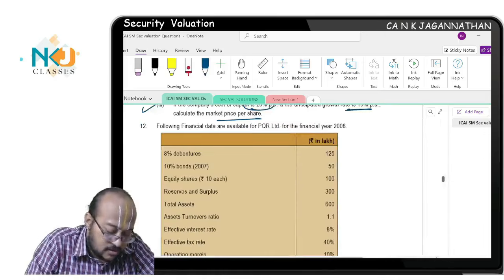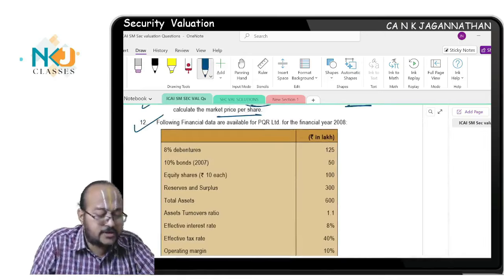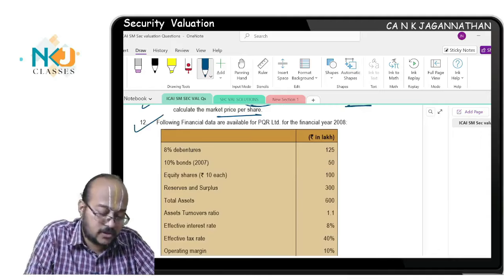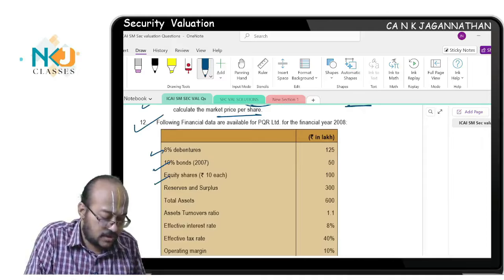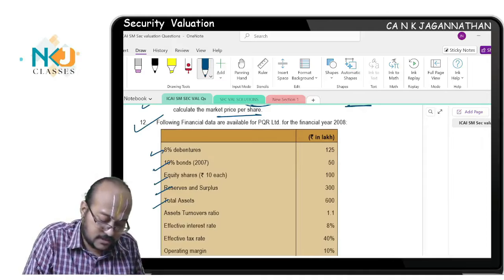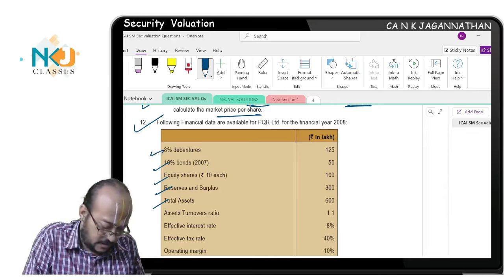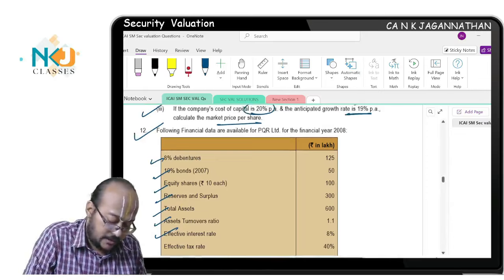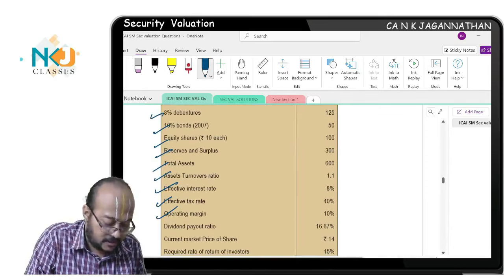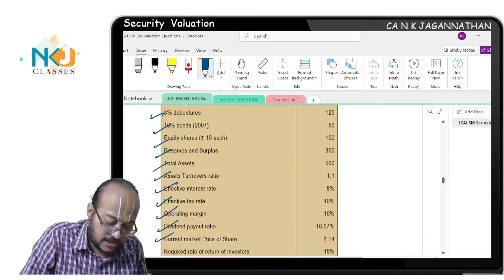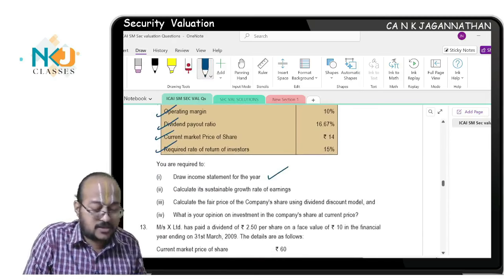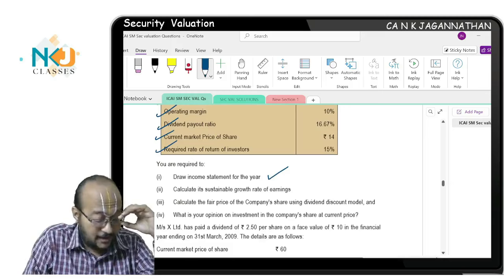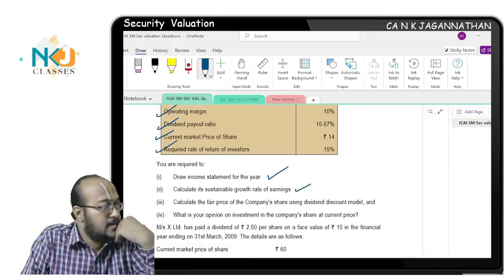Next, question number 12. The following financial data are available for PQR Limited for the financial year 2008: 8% debentures, 10% bond, equity shares, reserves and surplus, total assets, assets turnover ratio, effective interest rate, effective tax rate, operating margin, dividend payout ratio, current market price of shares, required rate of return of investors. Draw the income statement of the year, simple and straightforward. Calculate its sustainable growth rate of the earnings.